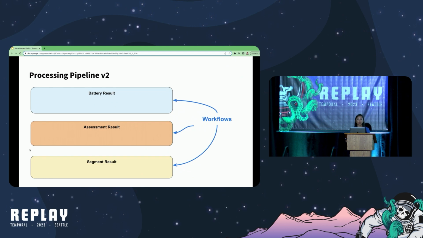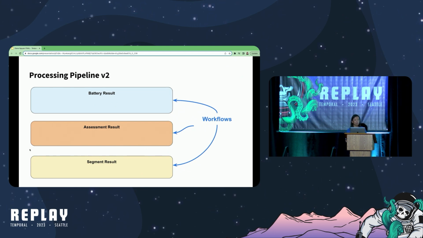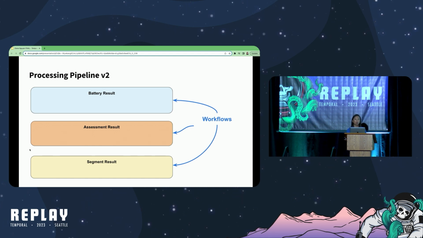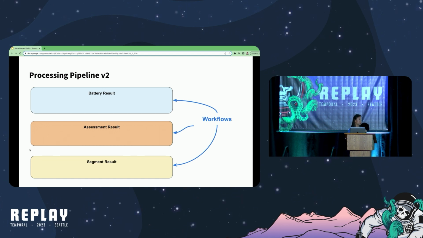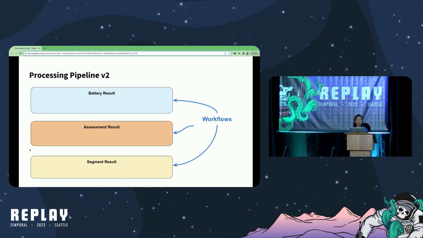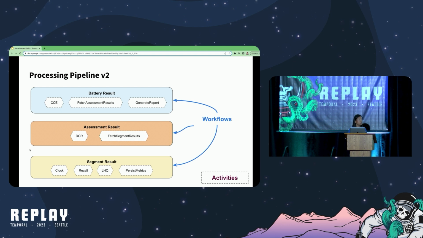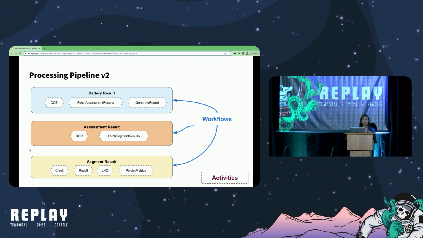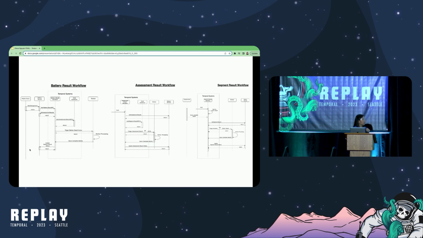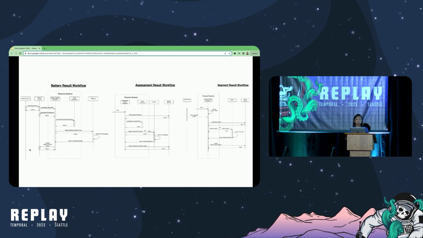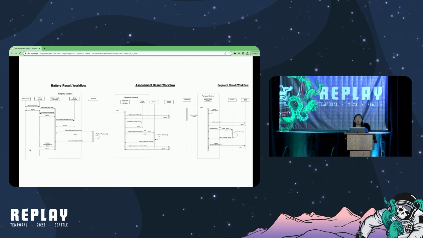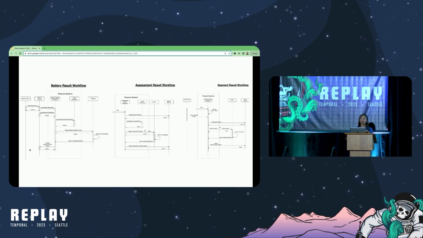So given the hierarchical order of our engines, we designed our workflows based on that. So we had separate workflows for battery result processing, assessment result processing, and segment result processing. And then each component that represented an engine or a functional unit became an activity. We also established parent-child relationships between these workflows, with the parent workflow being the battery workflow, and the assessment and segment workflows being child workflows.